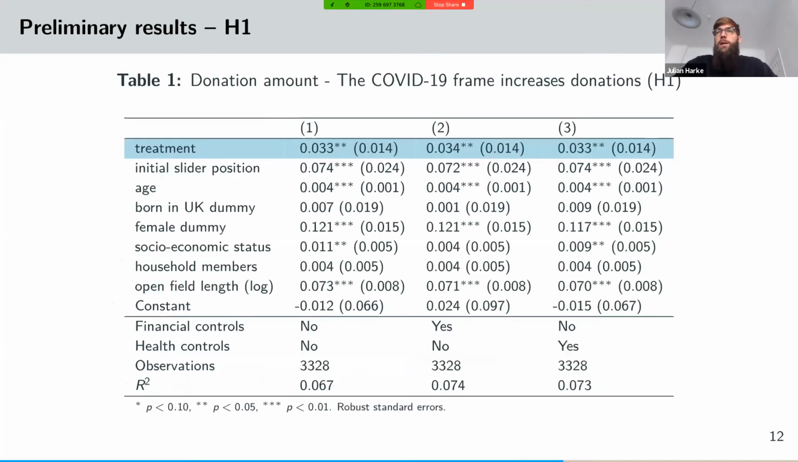And let me come to our regression results. Our preliminary results show that people who saw this COVID-19 frame donate more. It's also significant, and it stays significant if we add more controls. The dependent variable here was obviously the donation amount.